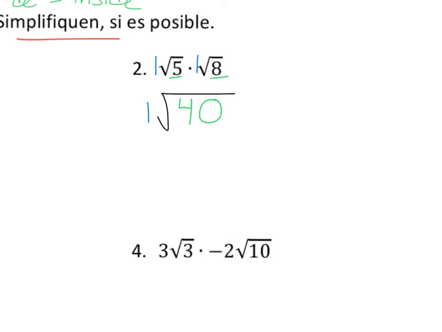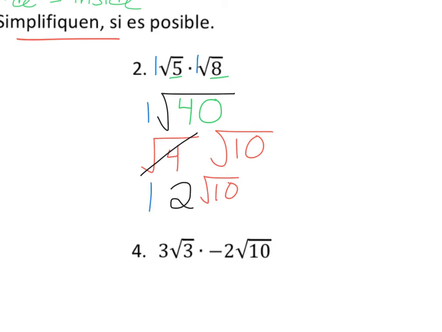Now we can simplify this because 4 is a perfect square. 4 times what makes 40? 4 times 10. It's not necessary to write the 1. Now we're going to cross out that square root of 4, change it into a 2, bring down the square root of 10. And that's the final answer, 2 square root 10.